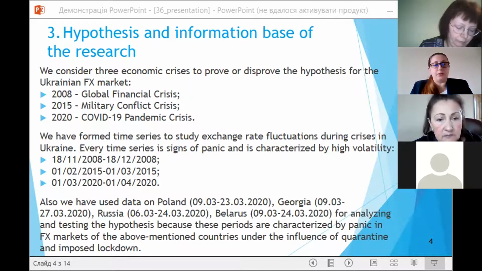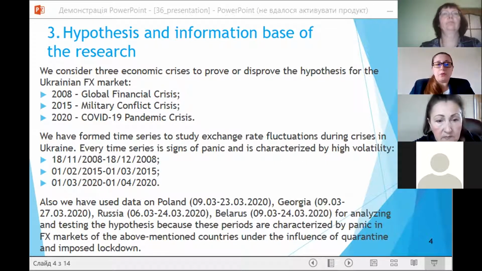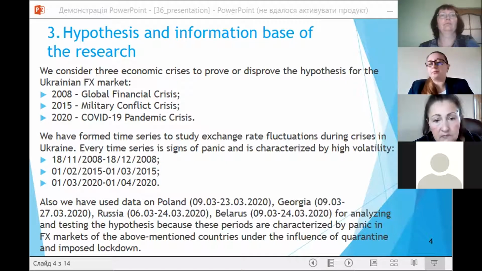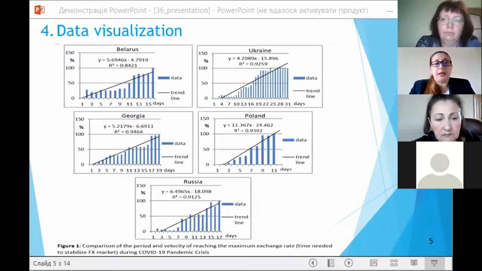The first group of them is connected to the financial crisis in Ukraine in 2008, 2015, and 2020, as you see on the slide. And we also used data to compare the crisis provoked by the COVID-19 pandemic in different countries. We used data of Poland, Georgia, Russia, Belarus, and also Ukraine, comparing this crisis for different countries. The next slide shows you the data visualization.